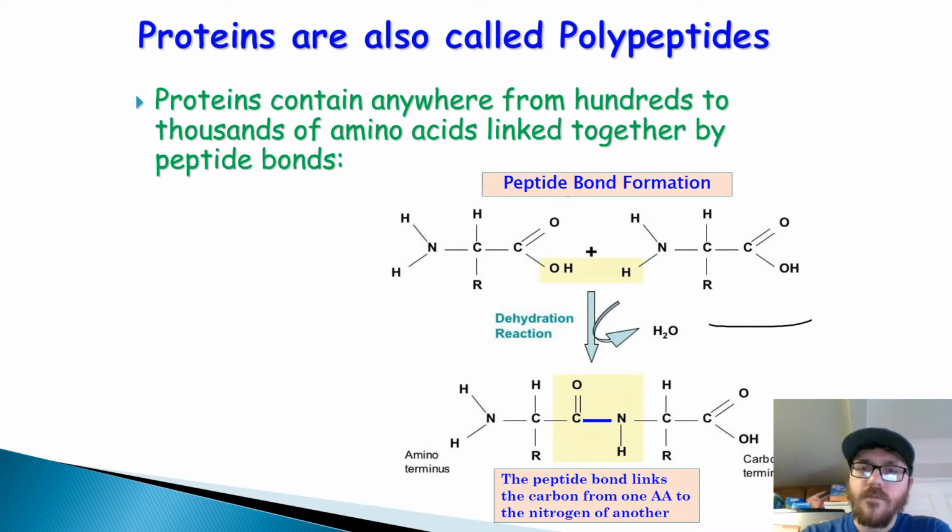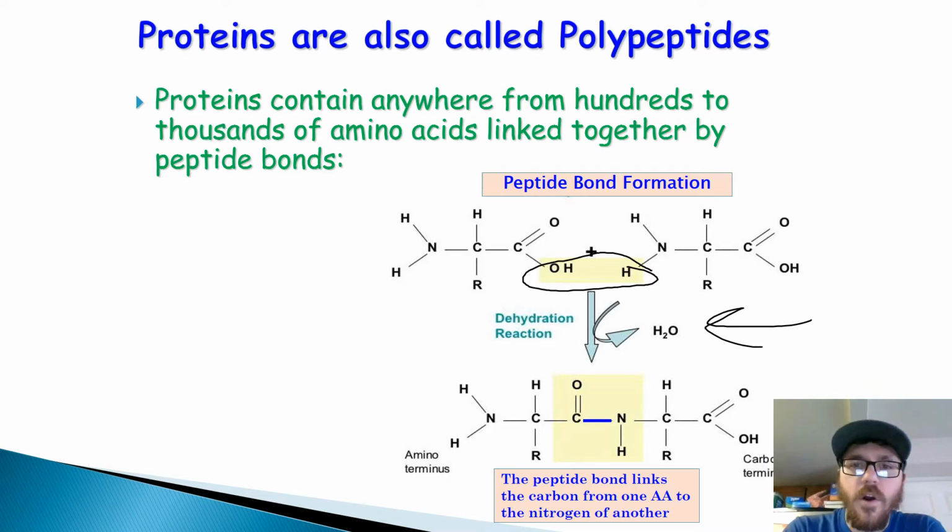Note what we're doing is we're taking the H and the OH, the H from the amino group and the OH from the carboxylic acid. That's going to get removed to form an HOH, or H2O, water. And what's left is going to be a bond between the carbon and the nitrogen. That's a special bond called a peptide bond, which is why we call proteins polypeptides, poly meaning many. Lots and lots of peptide bonds form these proteins.